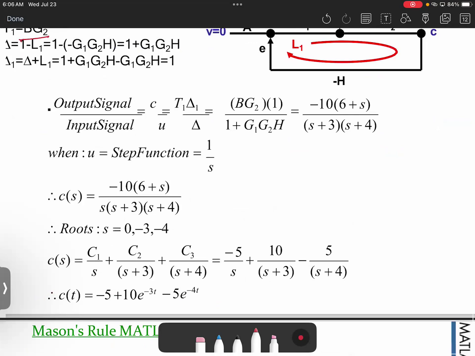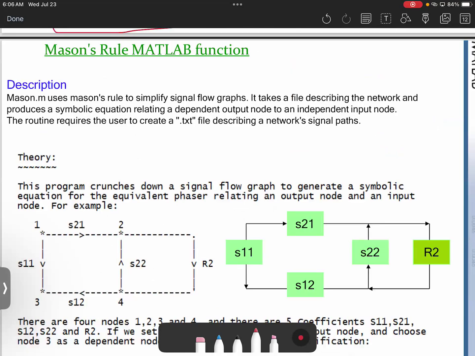Here is the MATLAB command and how to use MATLAB in Mason rule. Okay, in Microsoft Teams, go to files, you will see MATLAB commands, or there's a folder called Mason rule on MATLAB. So there's an M file. Actually, MATLAB doesn't have a built-in command for Mason rule. I mean, Mason rule does not exist in the MATLAB library.